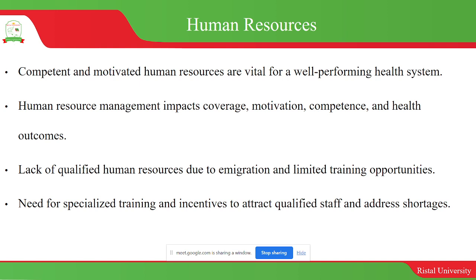Some have left the country, and others have gone for further studies in neighboring countries. Okay, we don't have specialist training programs in the country at the highest level. And also for those who are specialists, the ability to attract and retain them is limited because of issues to do with payments and the general working environment, which plays a very big role.